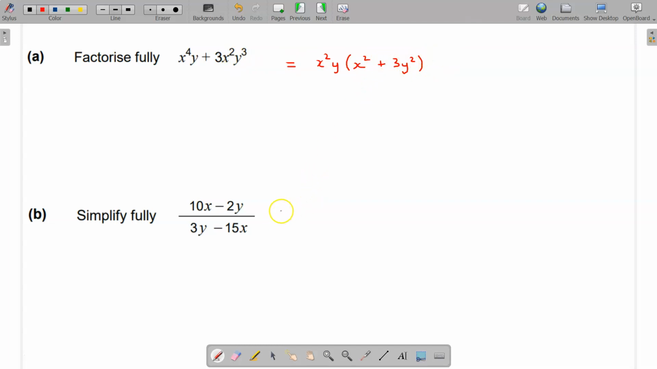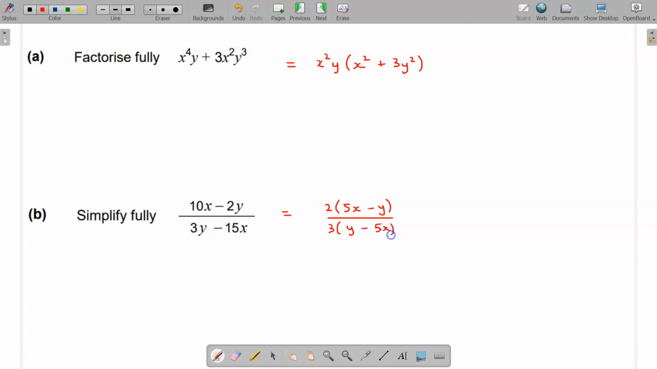Now this one looks like it's going to be a complicated algebraic fraction, but it really isn't, because you notice that there's a common factor of 2 here. So what I'm going to do is write this as 2 lots of 5x minus y. Okay, and on the denominator I have a common factor of 3. Okay, and if I take that out, I'm left with 3 lots of y minus 5x.